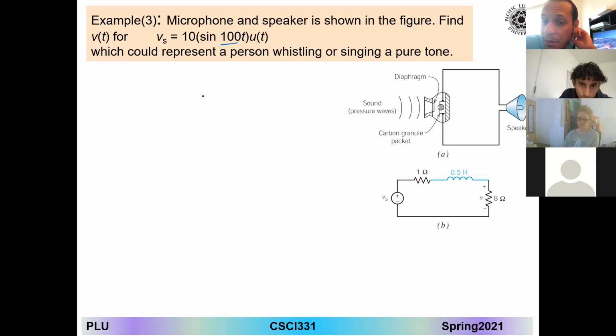And here is just an example. What we are dealing with here is an electrical circuit, as a model for my megaphone, representing my voice with the two resistors and the inductors. We need to find what output comes from my microphone here, and how it looks.